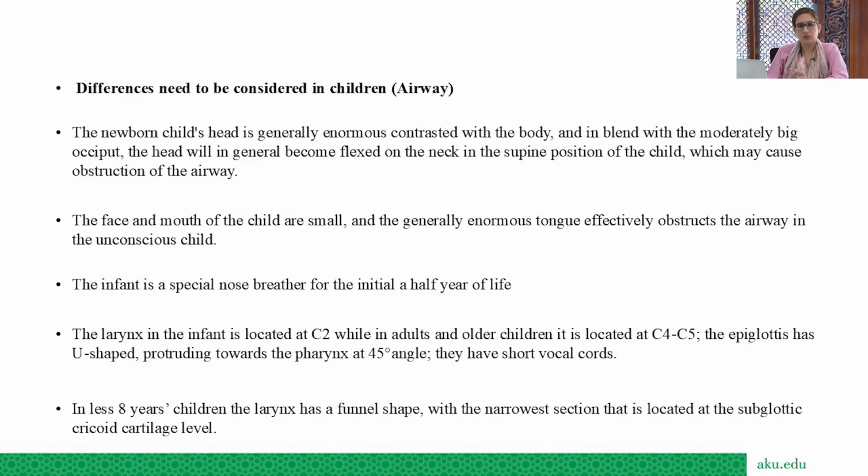So very essential, we need to understand the differences between a child's and an adult's airway. And why is it very important to understand these differences? Because a newborn child's head is generally very huge, contrasted with the body. And the head will generally become flexed, which may actually cause obstruction of the airway. They also have big tongues that tend to fall back and eventually obstruct the airway.